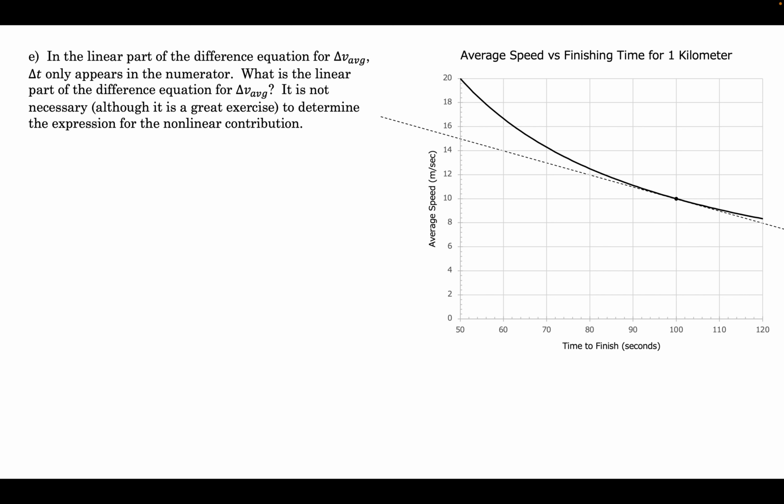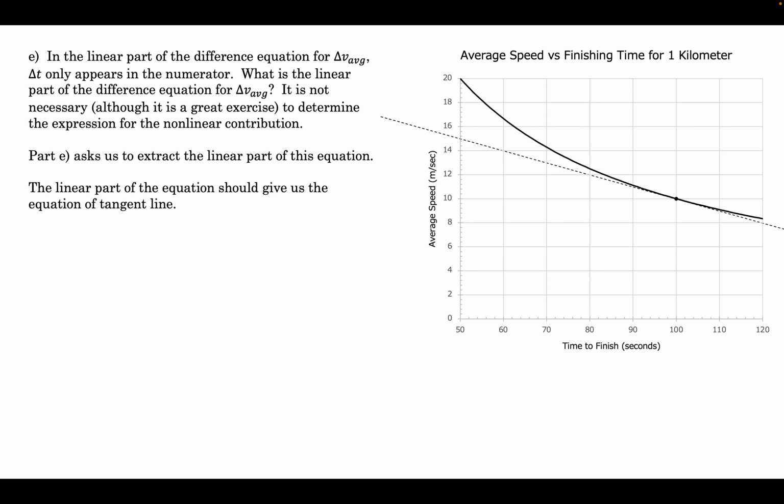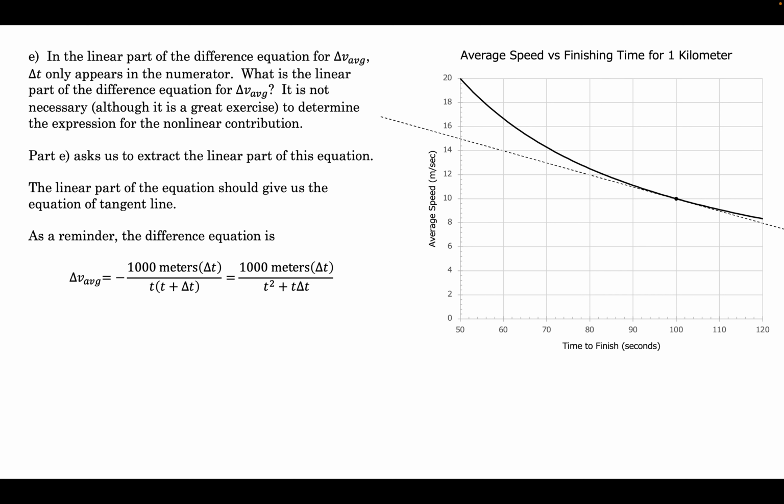All right, now we're ready to extract the linear part. It should give us the equation of the tangent line. So here's the difference equation. What's the linear part? It's pretty straightforward if you've done this a gazillion times. And then in the denominator, we have a t squared plus t delta t. We're trying to get the linear part.